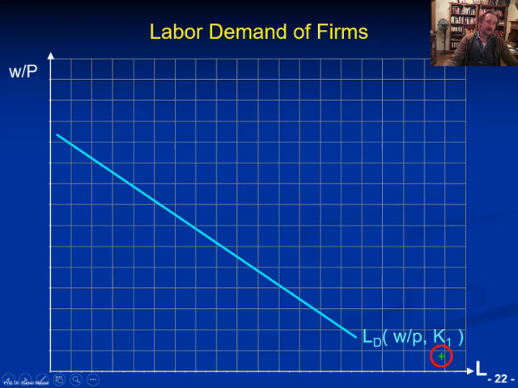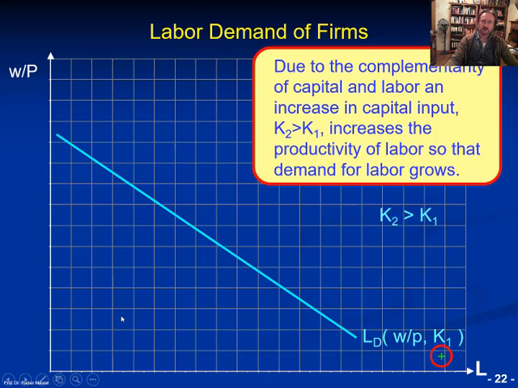If, however, the capital stock grows, firms need more workers to manage the larger number of machines, since we have assumed that there is to a certain degree complementarity between labor and capital. Due to this complementarity, we have to shift the labor demand curve to the right or upward.